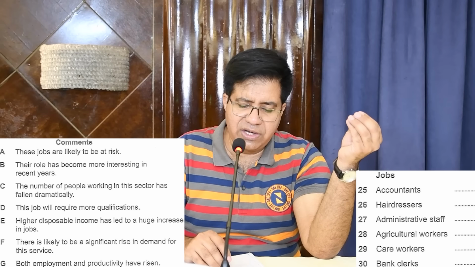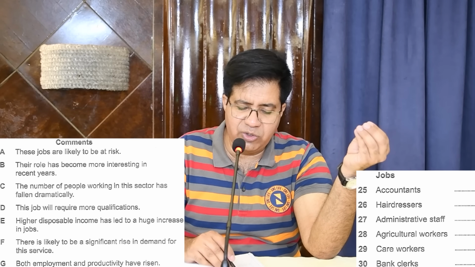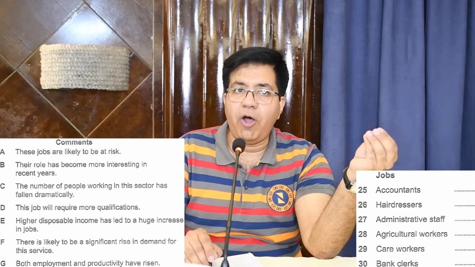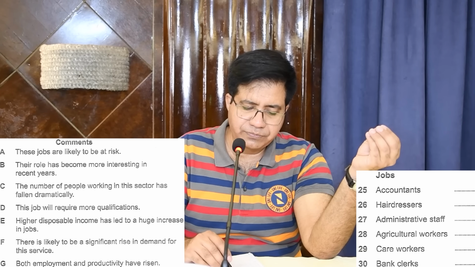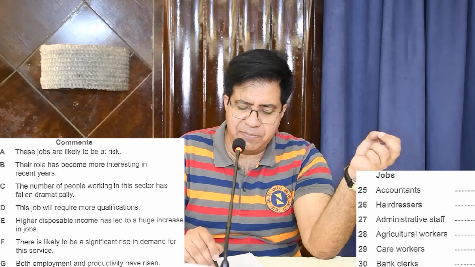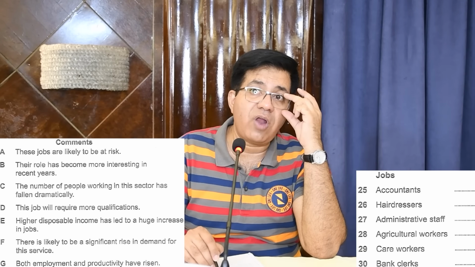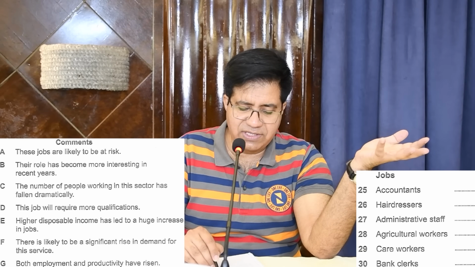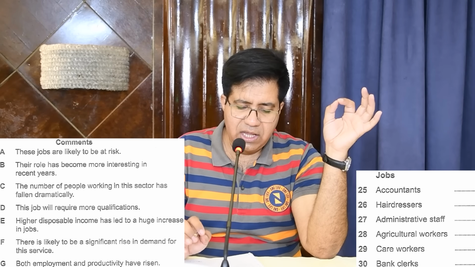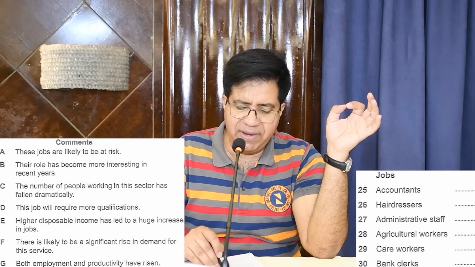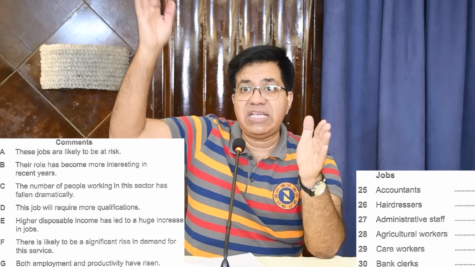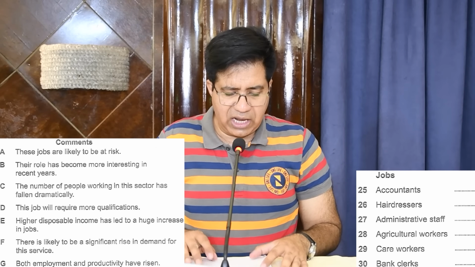Option E, higher disposable income has led to a huge increase in jobs. Higher income and increase in jobs. Option F, there is likely to be a significant rise in demand for this service. This service can be agricultural workers, right? So just focus on significant rise. And option G, both employment and productivity have risen. Employment and productivity increased. Now, first of all, we've got the accountant's job.